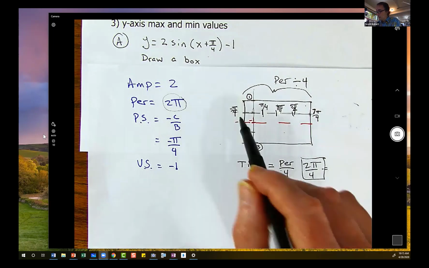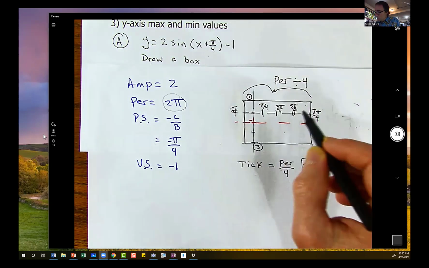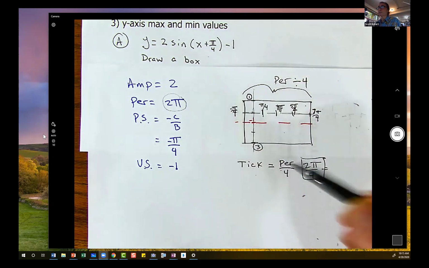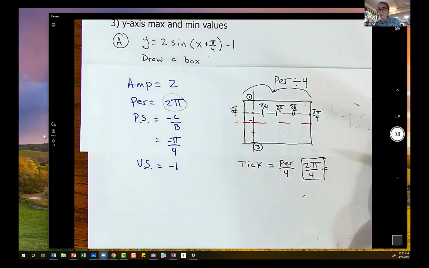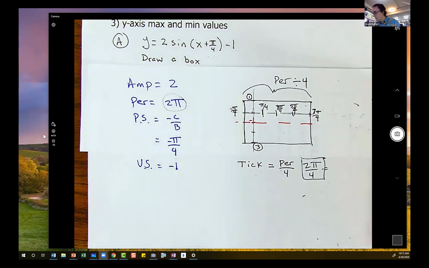So the box with the beginning and the end and top and bottom in the right place, that's like a B or B plus. But if you put the box with the tick mark labels on the x-axis, that's going to put you into the A category. Okay, next.